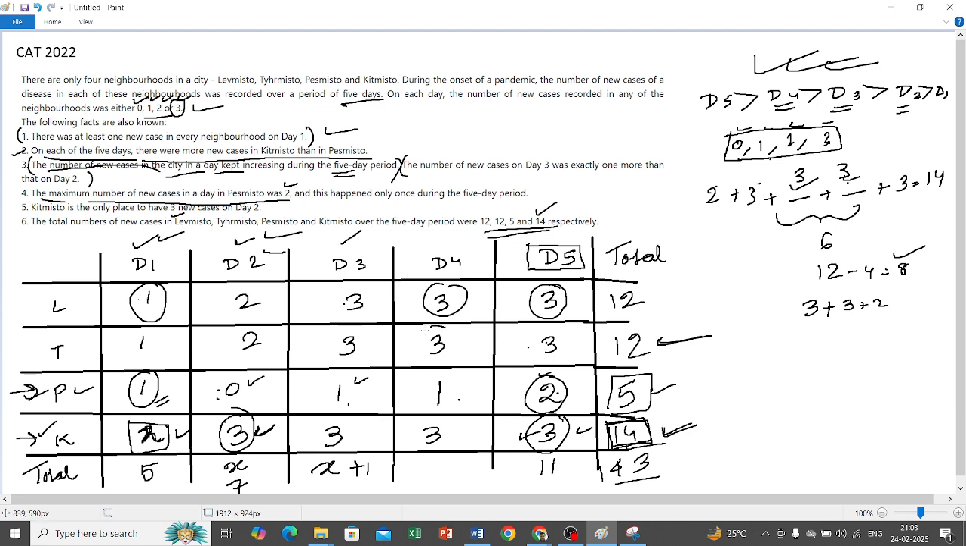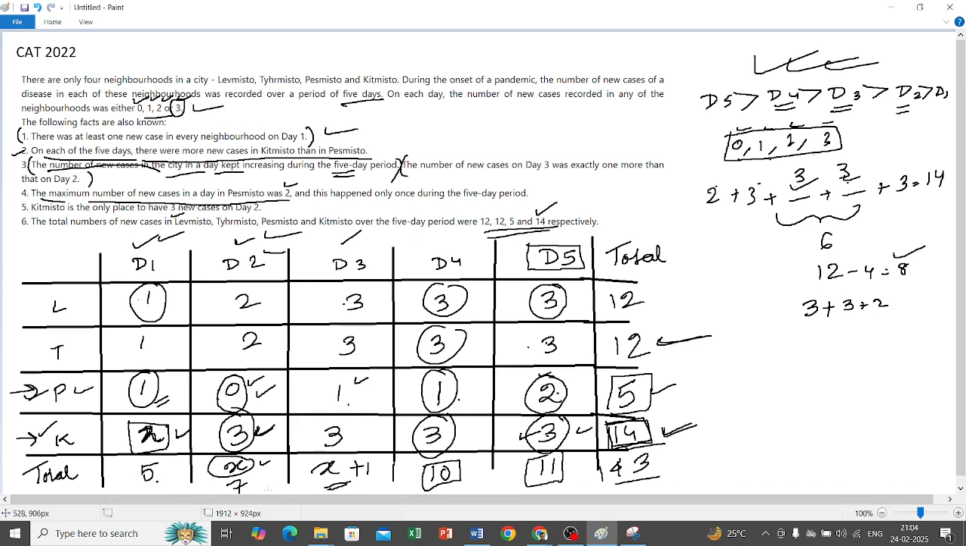So now if we add these numbers, what do we have? 3 plus 3 is 6, 6 plus 3 is 9, 9 plus 1 is 10, right? Now we need to find out what should be the value of this x, because we have guessed that the value of 0 can be placed over here and the value of 1 can be placed over here, right? But we exactly don't know where it should be placed. So this is 10, this is 11, this is x plus 1, this is x, and this is 5.